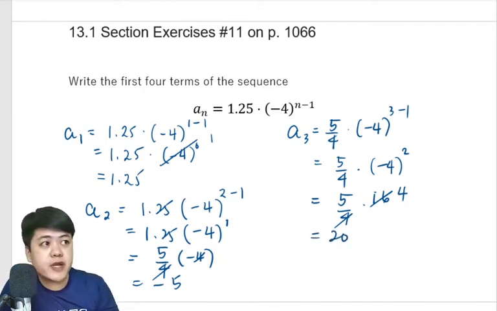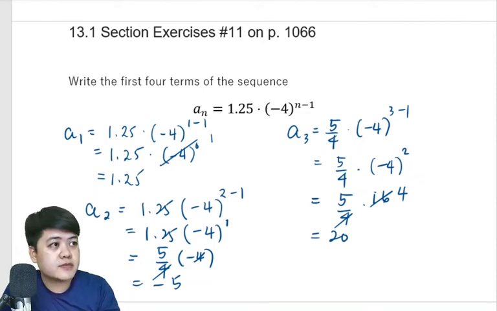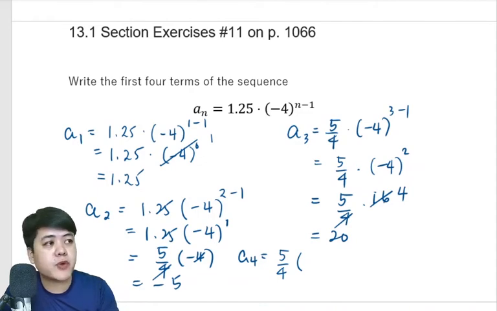Yan, wala tayong space for a sub 4. Ito lang, kasya pa dito. A sub 4, substitute 4. We'll get 5 over 4. Remember, ginawa natin 5 over 4 yung 1.25. Negative 4 raised to 3 minus 1. So, maging 4 minus 1. So, 3.